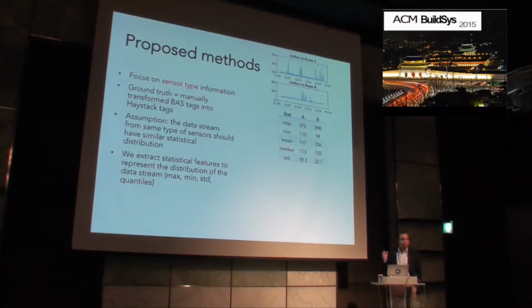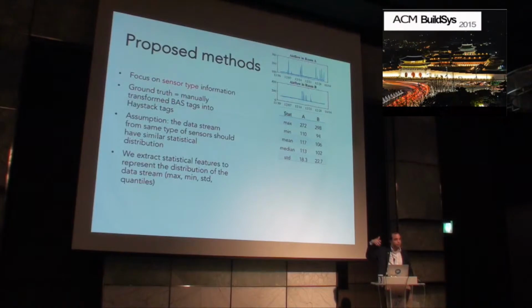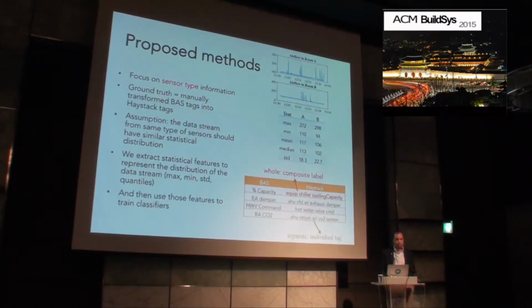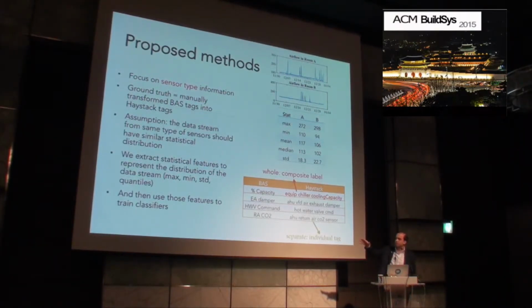And the features are pretty simple. They're just mean, min, max, standard deviation, and the quantiles. So for example, I have two graphs up there of two airflow sensors, one in room A and one in room B from our data set. And I'm showing you the features that we're extracting, just a portion of the features here: the min, max, mean, median, and standard deviation for the two. And we're going to use this as our feature set, or a feature vector, and then try to train classifiers to actually make the prediction from the feature set to Haystack tags.